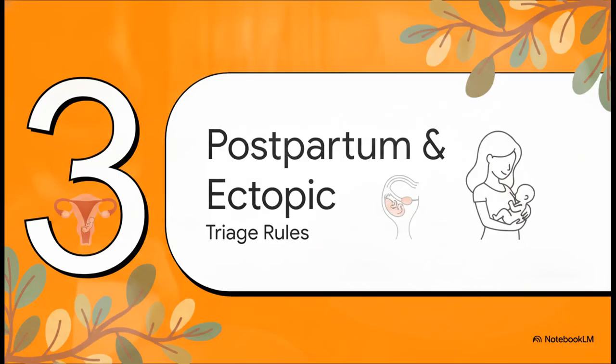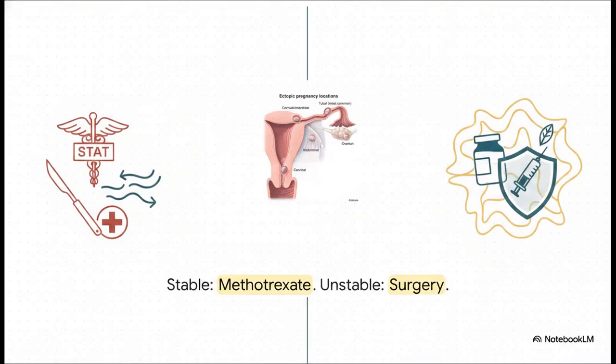Section 3, Postpartum and Ectopic Triage. So, if an ectopic pregnancy presents with hypovolemic shock, do not delay. Don't wait around for serial beta HCG testing or another confirmatory ultrasound. An unstable ectopic pregnancy gets immediate surgery, period. Conversely, if the patient is totally hemodynamically stable, has a small unruptured mass, and meets the criteria, you can go ahead with medical management using methotrexate. In these cases, stability strictly dictates your pathway.